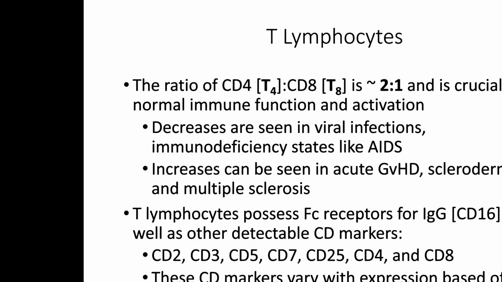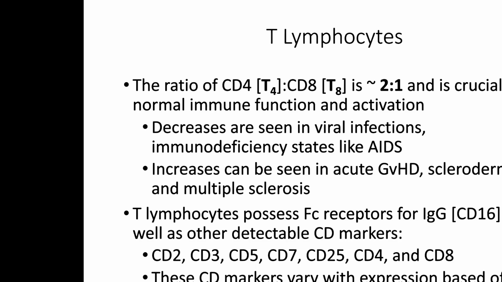You could see a decrease in this ratio heavily demonstrated in something like viral infections or immunodeficiencies like AIDS. You could also see increases in this, such as in acute graft versus host disease, scleroderma, and multiple sclerosis. T lymphocytes also possess Fc receptors for IgG, as well as the other CD markers. Again, good for you to know.